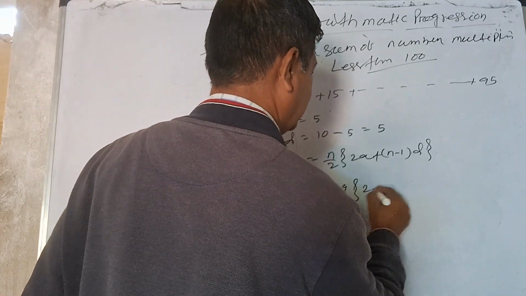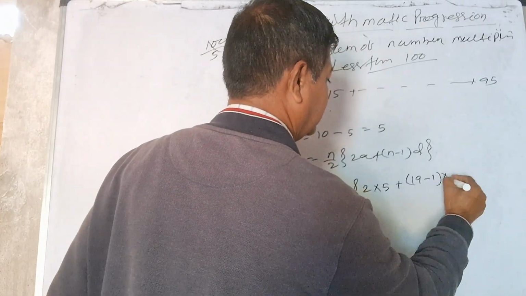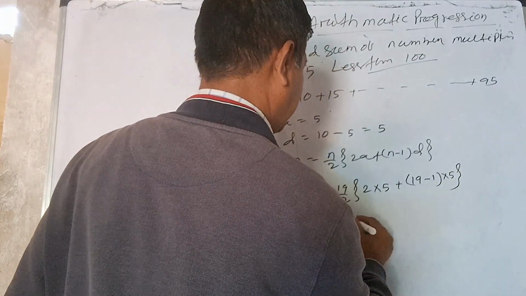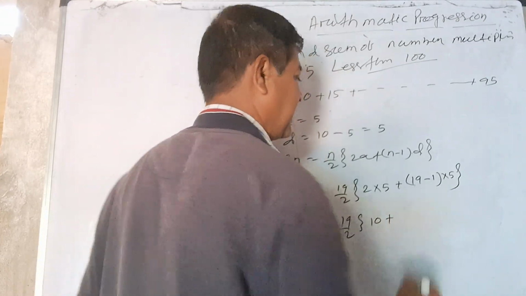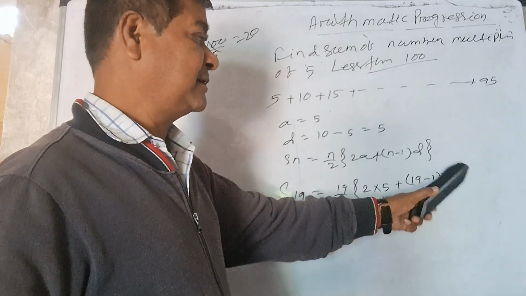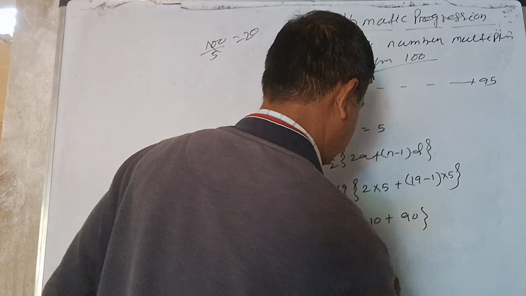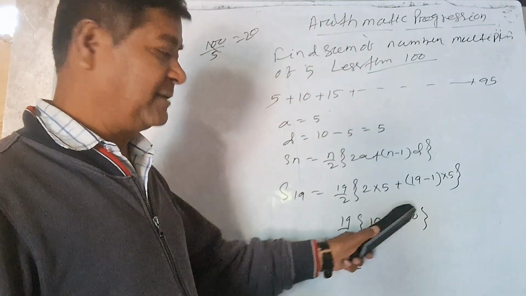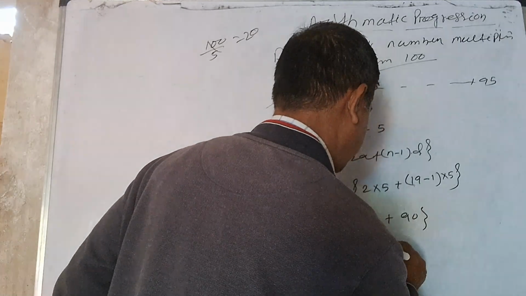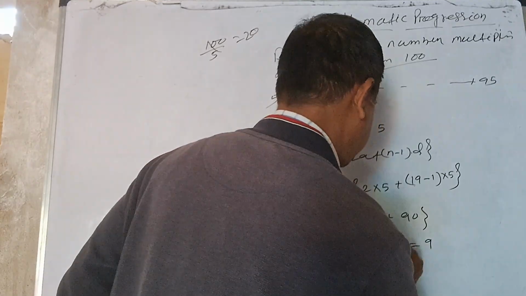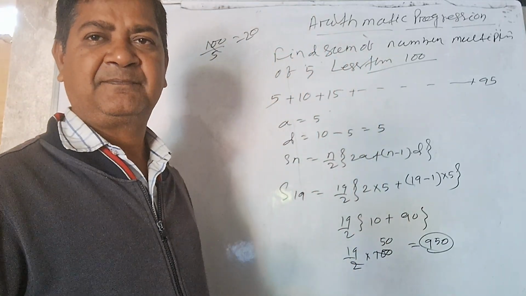19 by 2, 2 into a, which is 5, plus 19 minus 1 into 5. 19 by 2, 2 into 5 is 10, plus 19 minus 1, 18. 18 into 5, 90. Here 19 by 2 into 10 plus 90, 100. The 2s cancel, 5. 19 into 5 is 95. 0. 950 will be the answer.